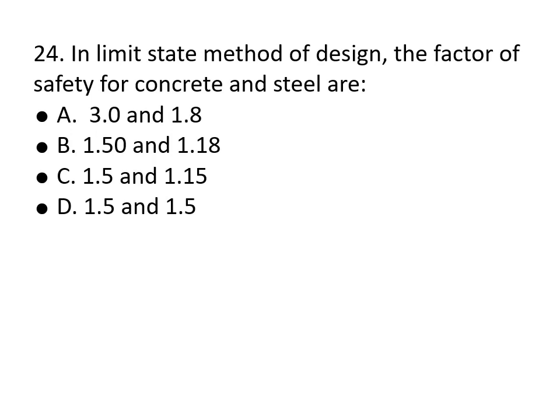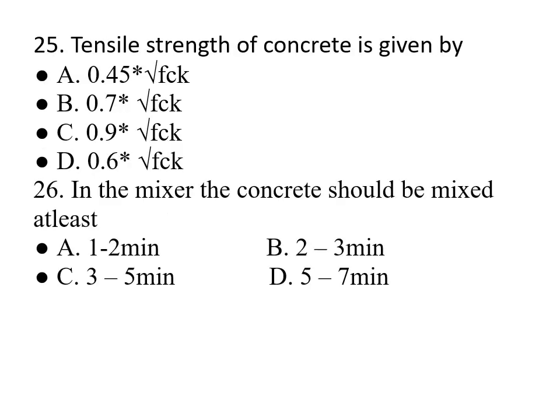24th question, in limit state method of design, the factor of safety for concrete and steel are option C is the answer, 1.5 and 1.15. 25th question, tensile strength of concrete is given by option B is the answer, 0.7 into square root of FCK. In 26th question, in a mixer, the concrete should be mixed at least option B is the answer, 2 to 3 minutes.